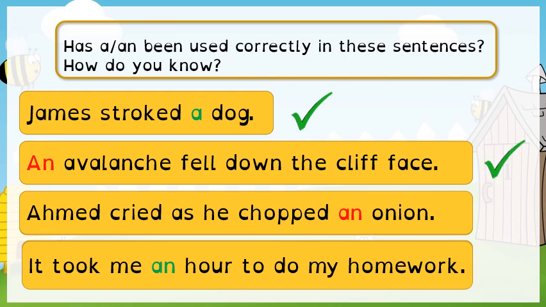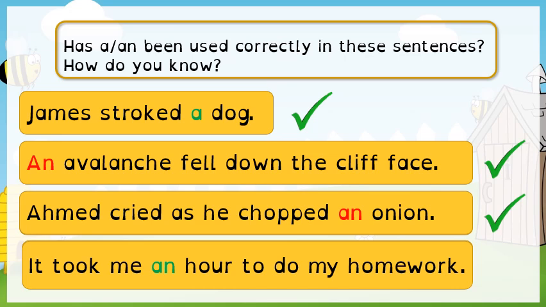That's correct. Ahmed cried as he chopped an onion. Let's look at the word onion. It has an O at the beginning, an O sound. An onion is correct. It took me an hour to do my homework. Let's look at the word after an. Hour. It begins with an H.